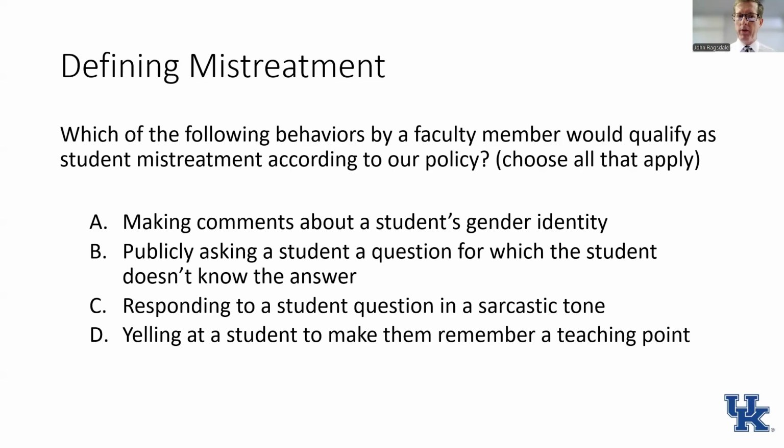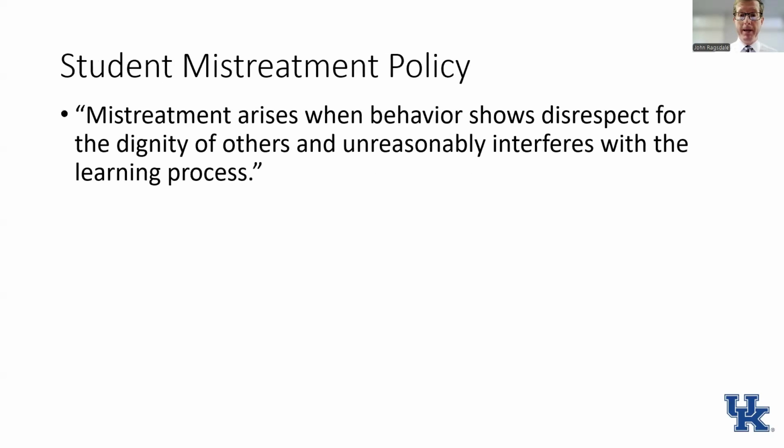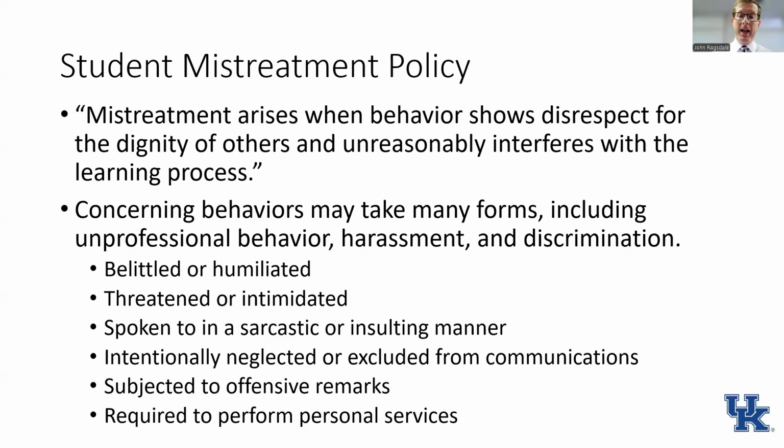Which of those would actually qualify as mistreatment? Would be A, C, and D. Just asking a student a question that the student doesn't necessarily know the answer to isn't mistreatment, but the others definitely could be. So we have a student mistreatment policy, and it defines mistreatment as when a behavior shows disrespect for the dignity of others and unreasonably interferes with the learning process. And it goes on to describe examples of mistreatment that it can take many forms, such as humiliation, intimidation, speaking in an insulting manner, offensive remarks, etc.